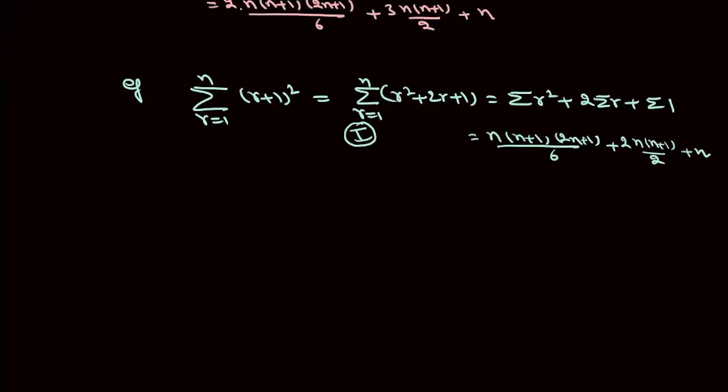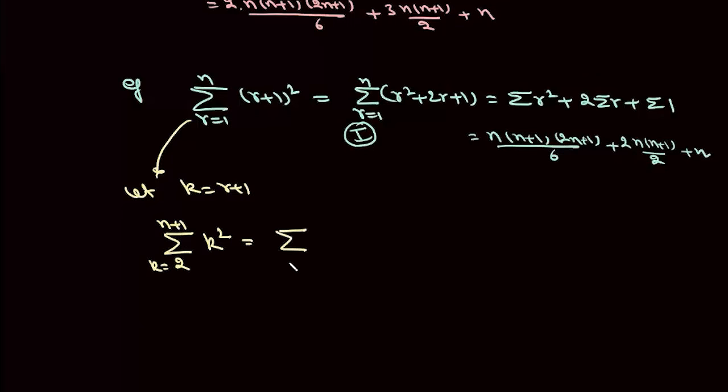Or we can solve this question by changing the index. So let k equals r plus 1. So it will be this summation of k square. Now when r is 1, this is 2. And when r is n, it will be n plus 1. So k starts from 2 to n plus 1. But in the formula, our formula starts from 1. So what we'll do is we'll add 1 square and we'll subtract 1 square.